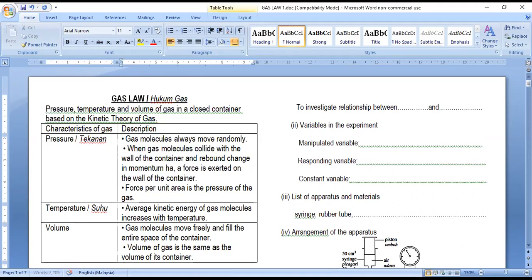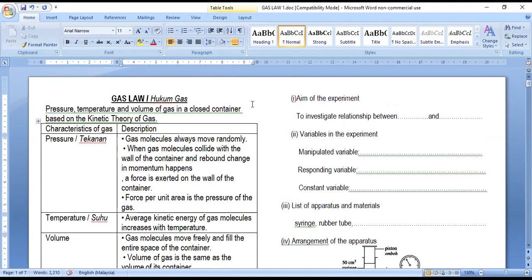Okay, change in momentum happens. So because of that, a force is exerted on the wall of the container. So the force per unit area will be the pressure of the gas.